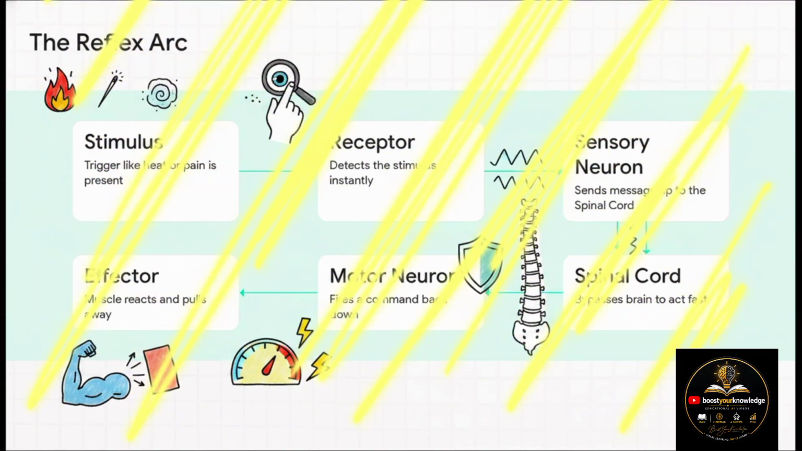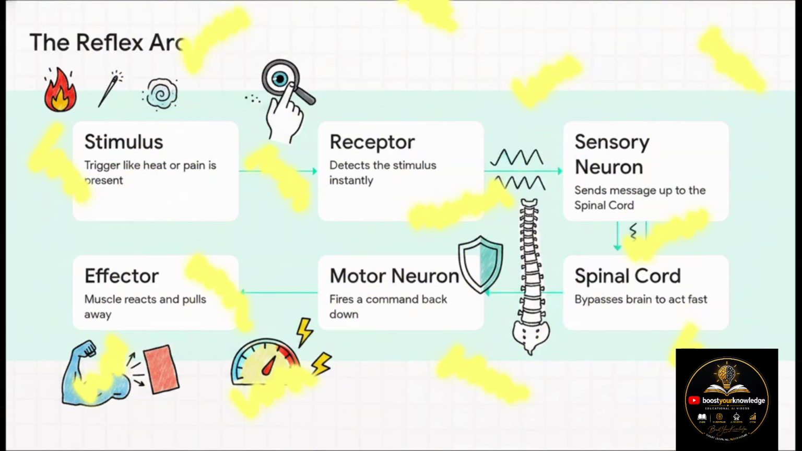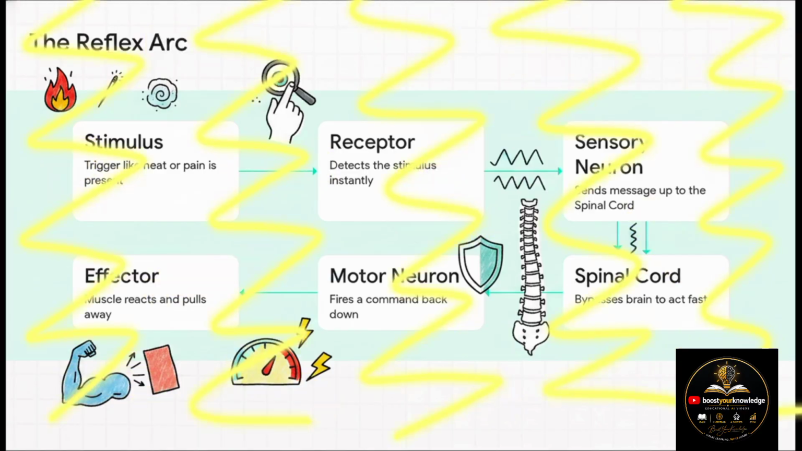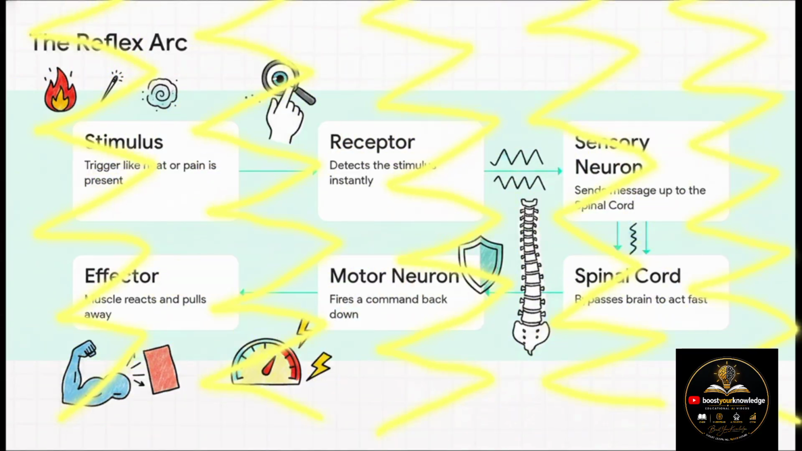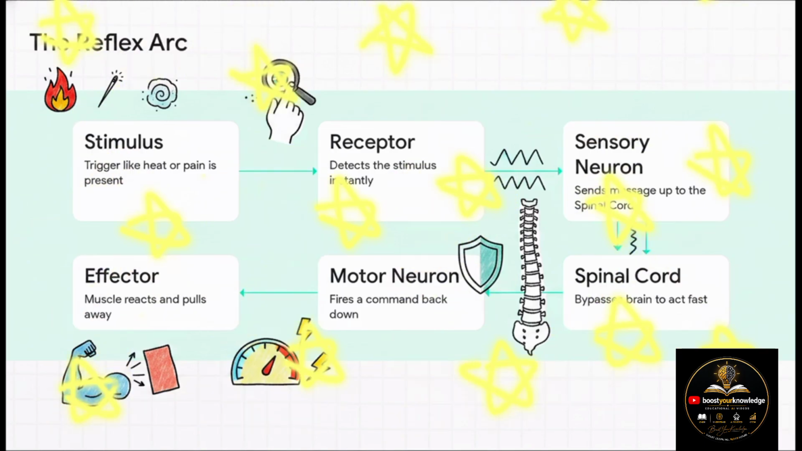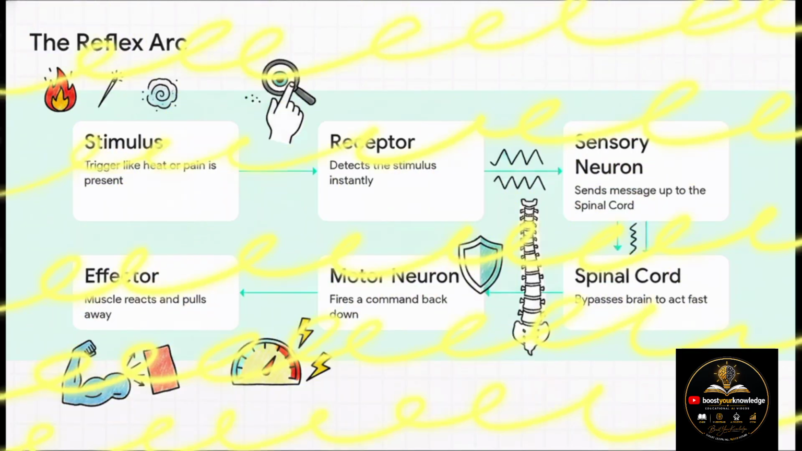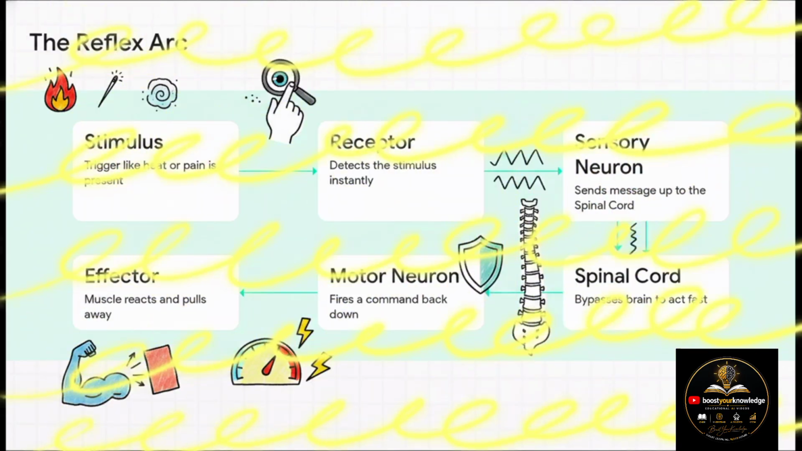That message zips up the sensory neuron, but right here is the true genius of the system. Instead of traveling all the way up to the thinking forebrain to ask for permission, the message goes straight to the spinal cord. The spinal cord instantly fires a command right back down a motor neuron to the effector, like your arm muscle, telling it to pull away. It completely bypasses your brain to save you precious milliseconds.